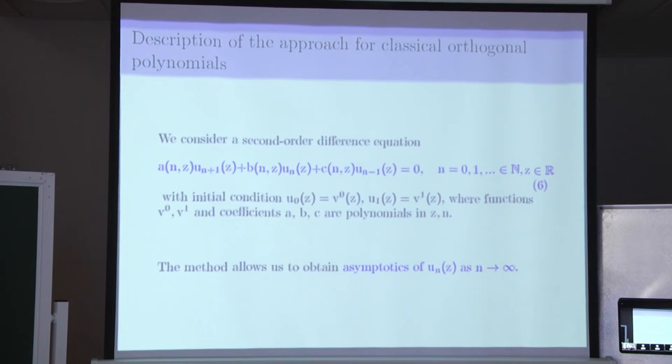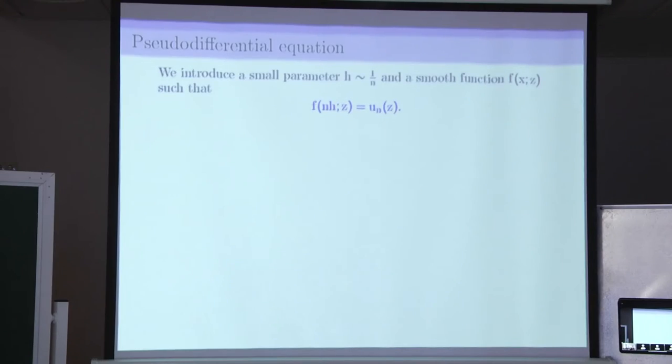OK, so we start from the general description. We consider a second order difference equation for the function u_n. And here, coefficients are polynomials in z and n. And the initial conditions are polynomials in z. And our aim is to obtain the asymptotics as n tends to infinity. What is the idea? We would like to obtain a pseudo-differential equation. So we introduce a small parameter and a smooth function f, such that restriction of this function to a lattice gives our unknown function u. This idea was proposed by Viktor Pavlovich Maslov, and we decided to use it in our work.